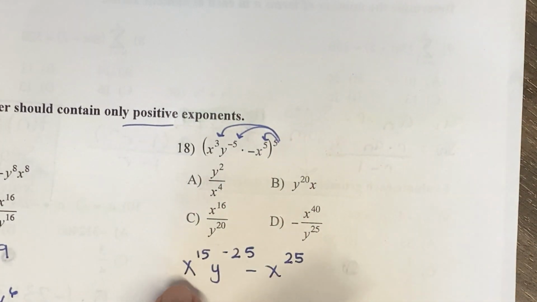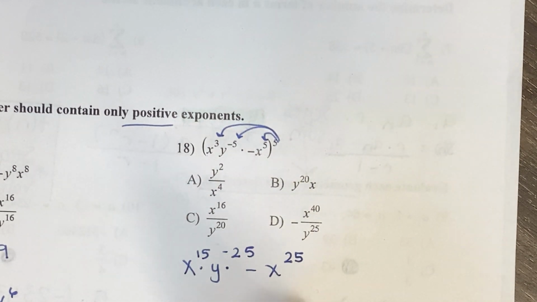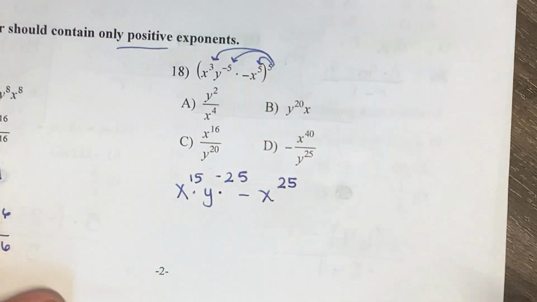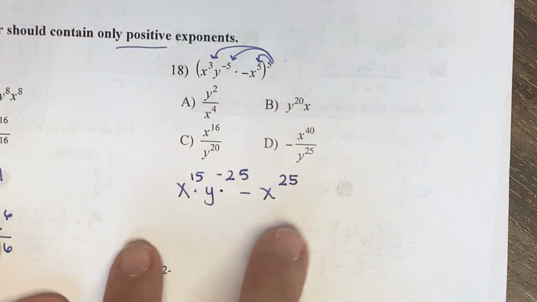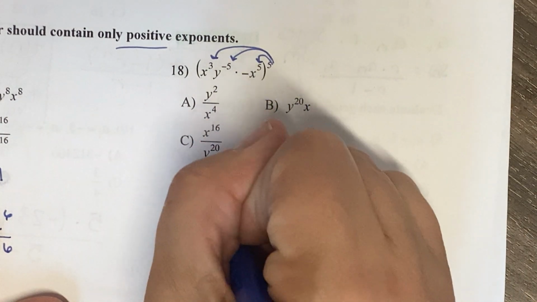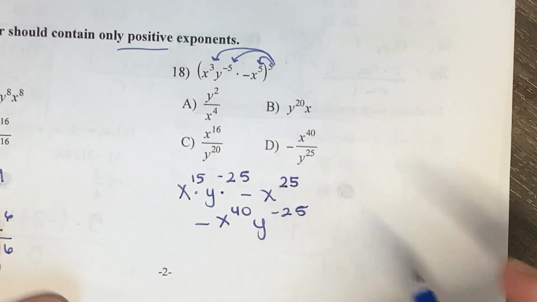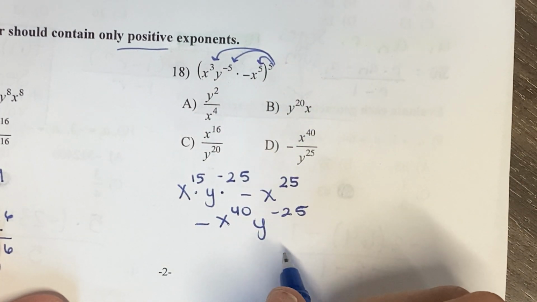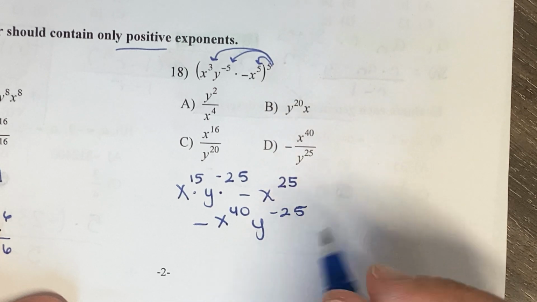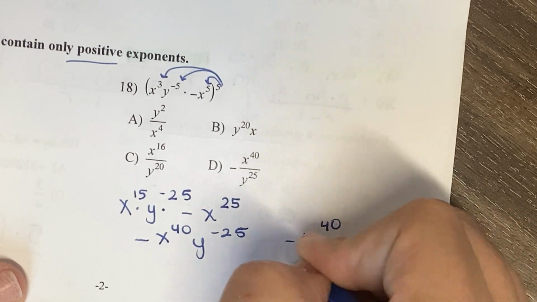So now I have, remember I'm multiplying. Even though this is negative x, I'm still multiplying it. If I multiply same bases, I add my exponents. So this is going to be negative x to the 40, y to the negative 25. But I can't have that negative 25. What do I need to do? Make it positive by putting it on the bottom. Yep. So negative x to the 40 divided by y to the 25.